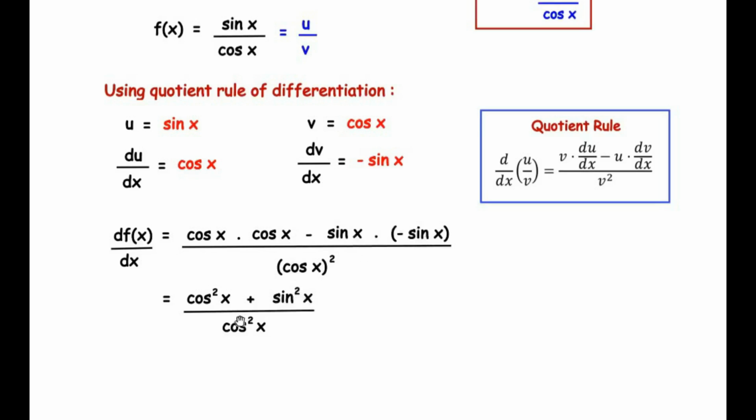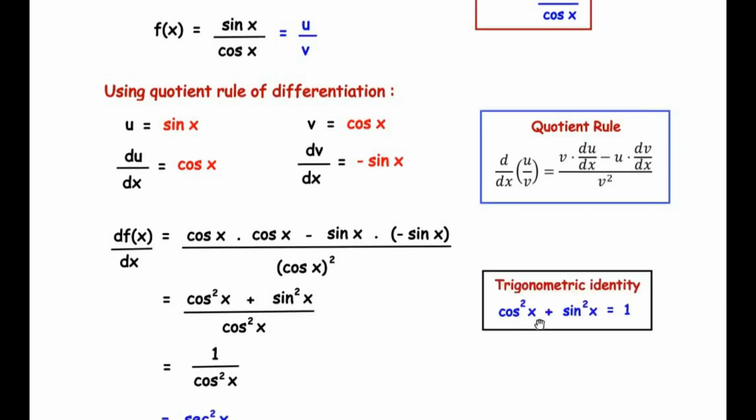So this second term becomes plus sin square x over, now cos x the whole square can also be written as cos square x. Now cos square x plus sin square x is another trigonometric identity, which is always equal to 1. So our numerator goes down to 1. So here we have written 1 over cos square x.